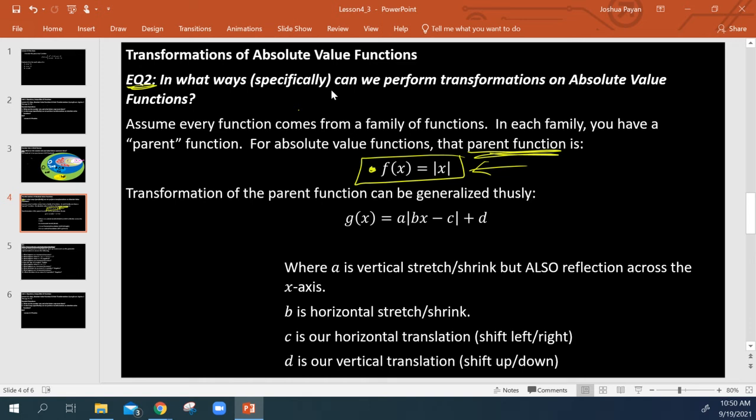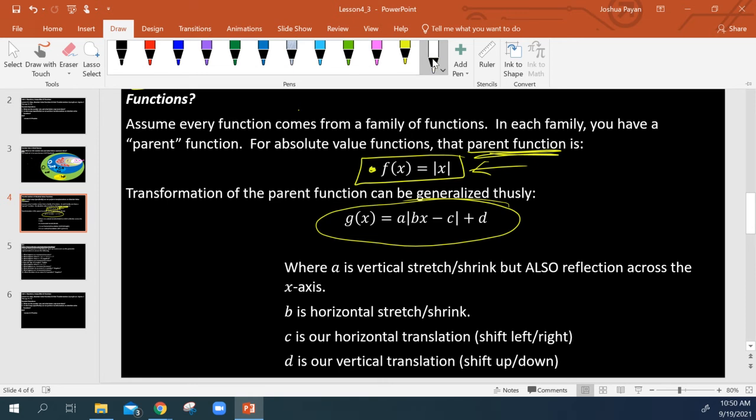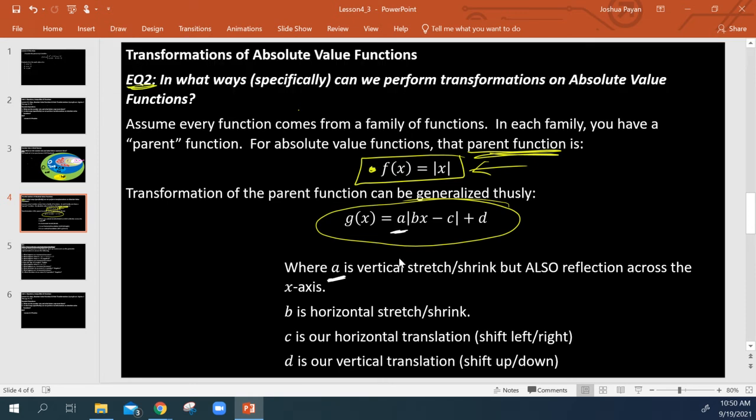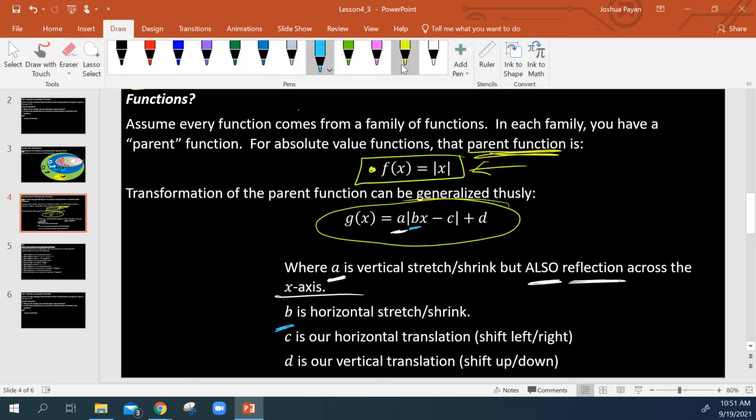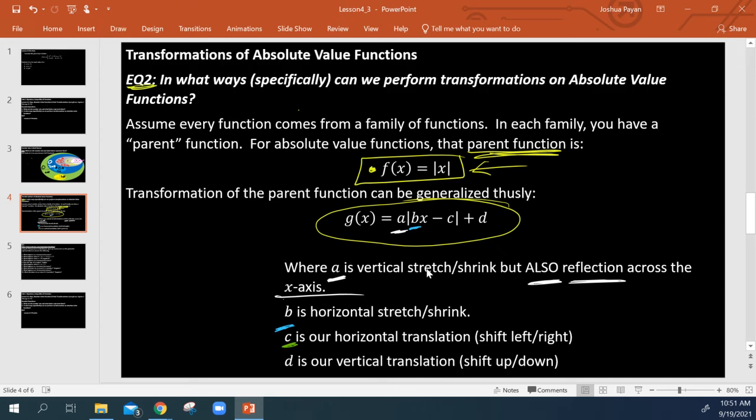Anytime we transform or change the parent function, it's going to be able to be expressed this way. Let me try to color code. A is our vertical stretch or shrink, but it also gives us a reflection across the x-axis. B is the horizontal stretch or shrink. We'll talk about what all these mean here in a second, trust me. C is our horizontal translation, meaning we're going to shift left to right. And D is our vertical translation. We're going to shift up or down.